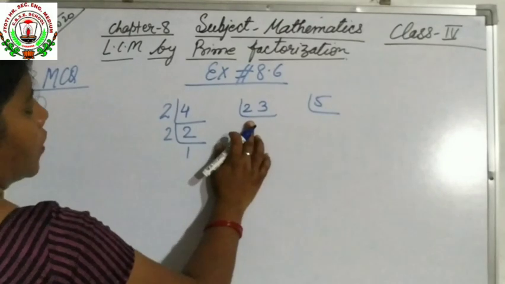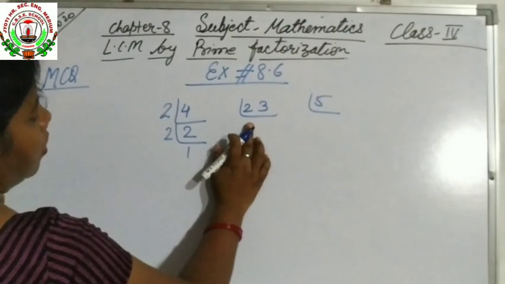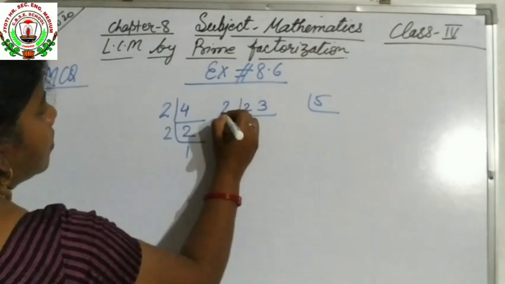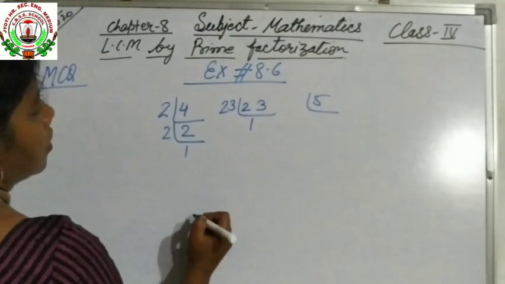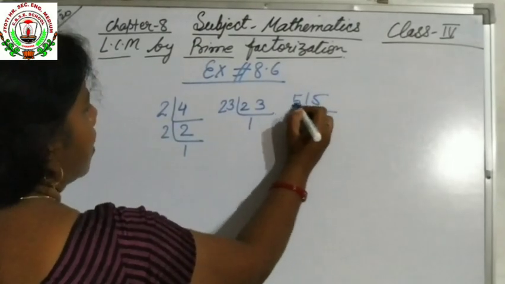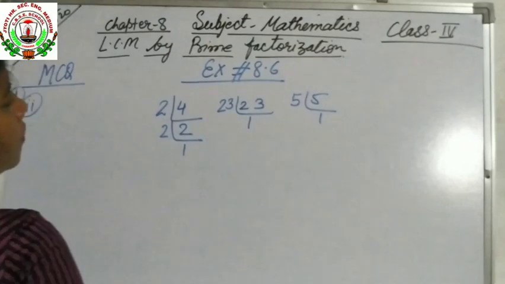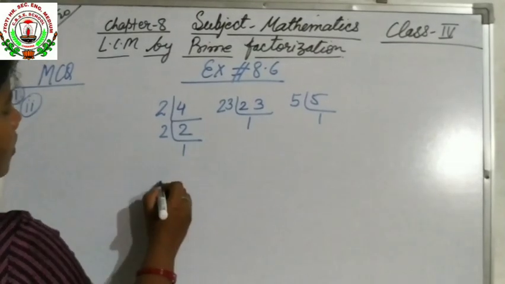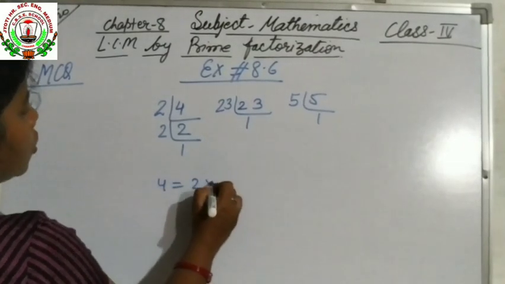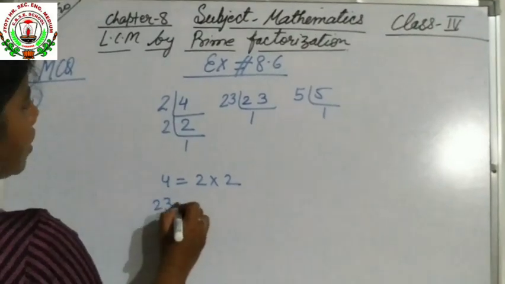Now here, 23 is a prime number. It is not divisible by any number. It will be divisible by only 23. So 23 ones are 23. And 5 is divisible by 5, 1 time. 5 ones are 5. Now write the prime factors: 2 into 2. Then 23.